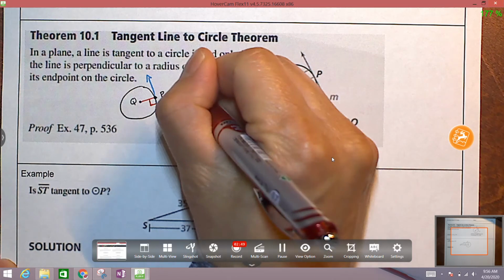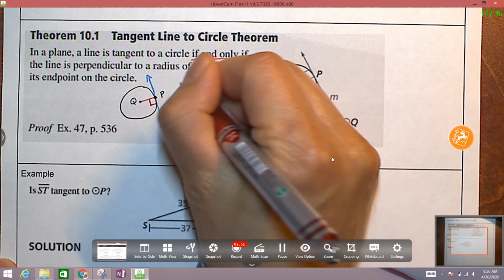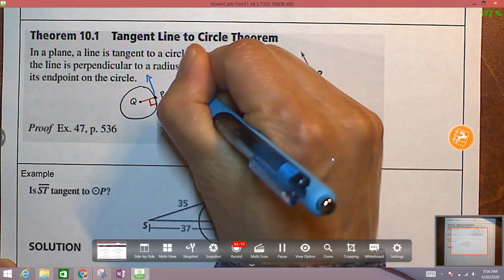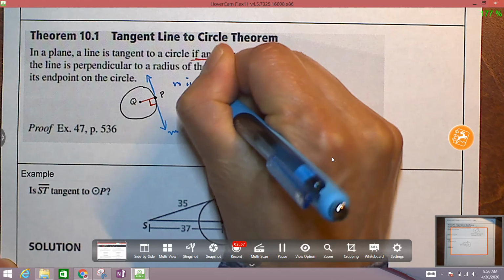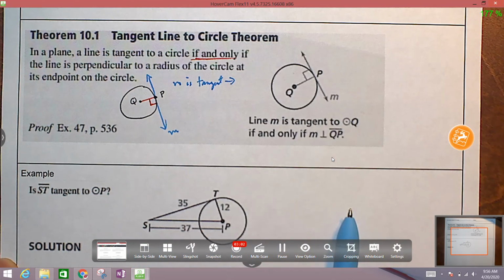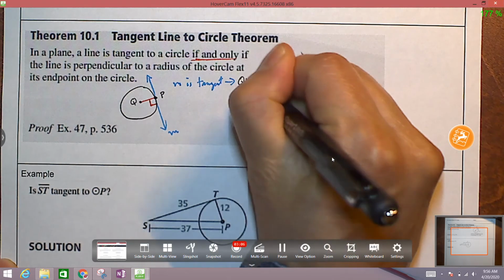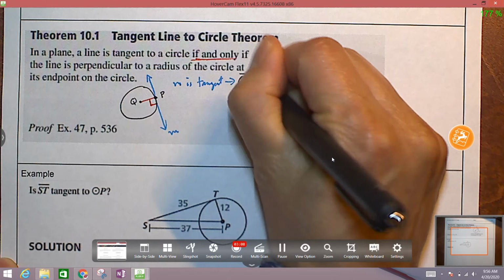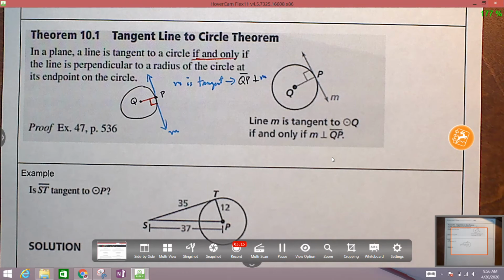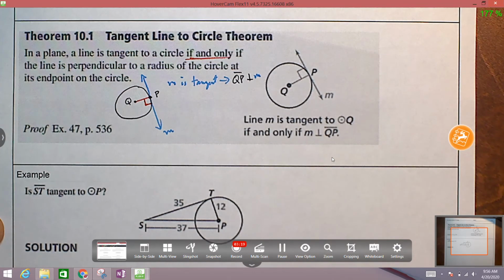So given that line M is tangent, we can conclude that segment QP is perpendicular to line M. And the converse is also true. It works the other way around. Let me explain the converse.